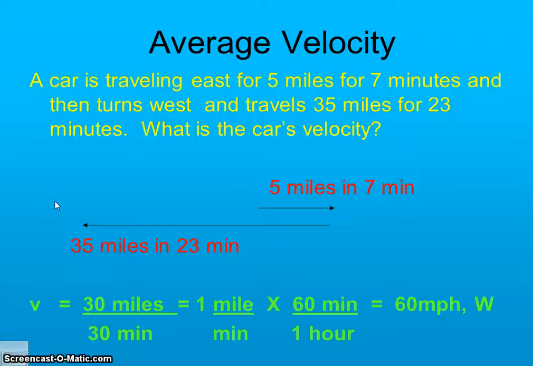So you just learned how to do average velocity. And again, remember, average velocity is just that. You might have been traveling at different velocities all along this route, but your average ended up to be 60 miles per hour.